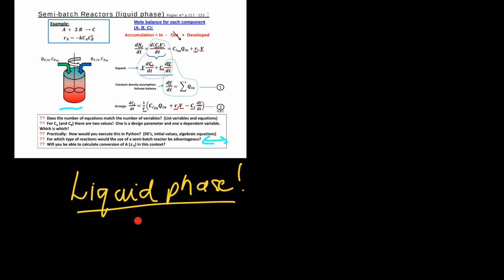What should be noticed is that they mainly process reactants and products in the liquid phase only. So we are going to restrict our analysis to liquid phase reacting systems.